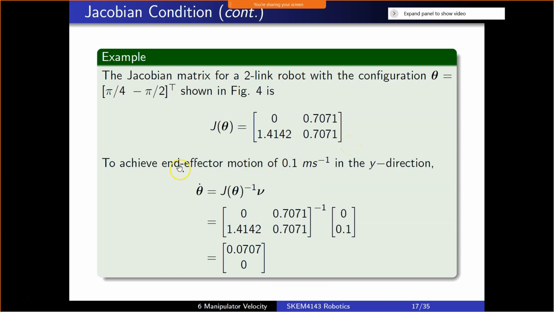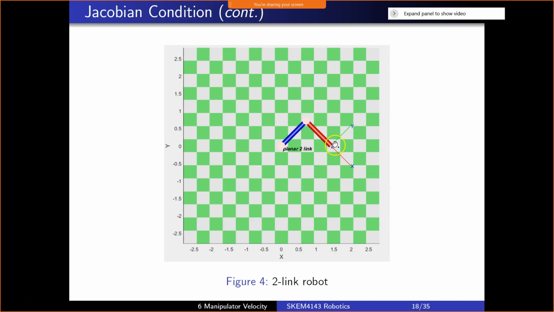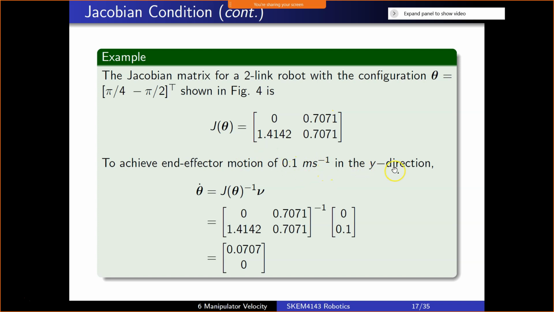Okay. And to achieve end effector motion of 0.1 meter per second in the y direction, that means I want the end effector, this point here, to move in this direction, positive y, right? In this chapter we always refer to the world coordinate frame when it comes to the spatial velocity. So I want to achieve a spatial velocity of Vy equals 0.1 meter per second. I want the end effector to move in this direction. Okay, 0.1 in the y direction.